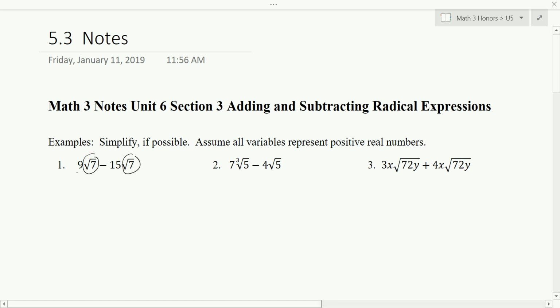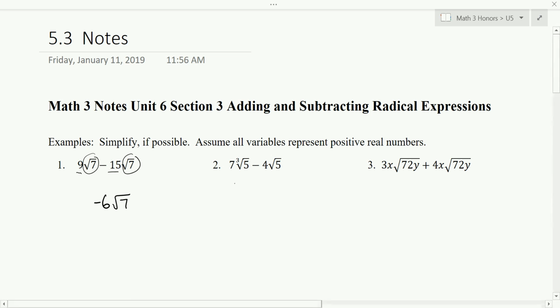And so we can group them, and we do that by adding only or subtracting only the coefficients. So we have 9 minus 15, which is -6. And then don't add or subtract the radical, you leave just the radical alone. Okay, and so that would be our answer, -6 times radical 7.